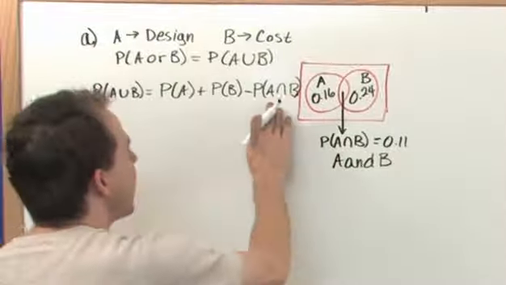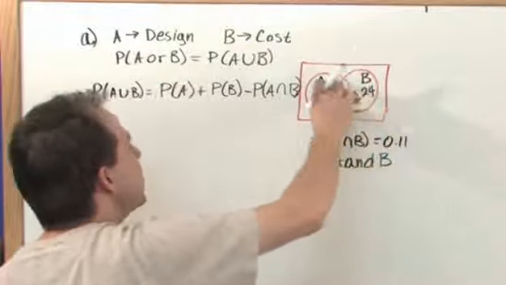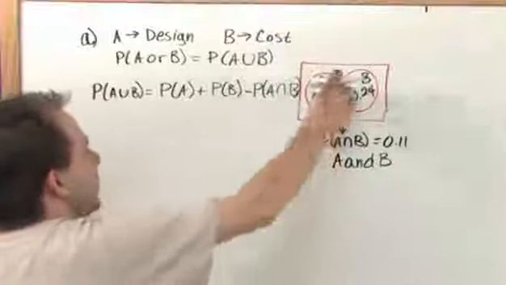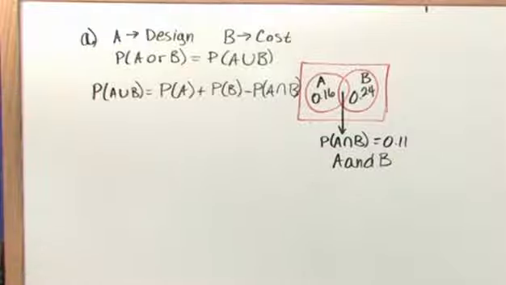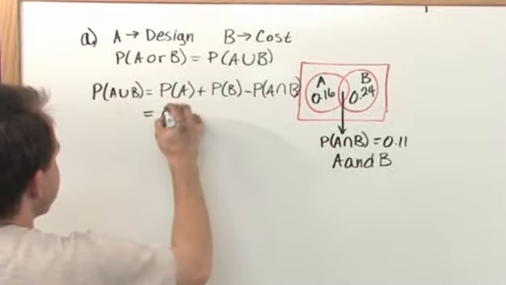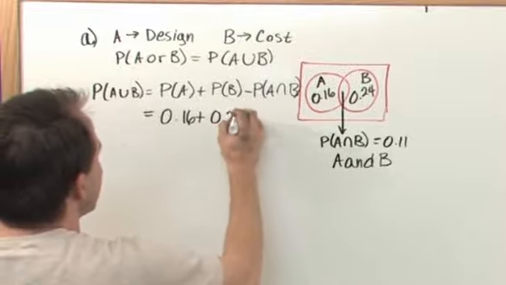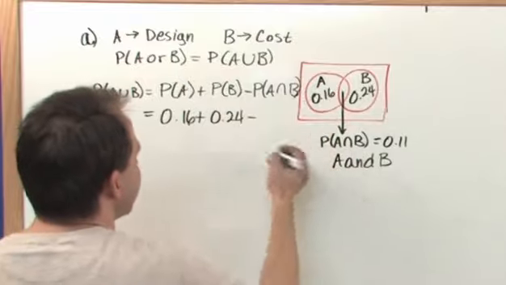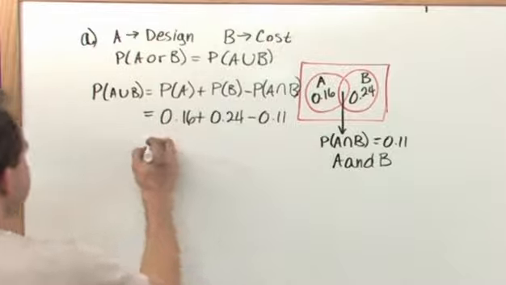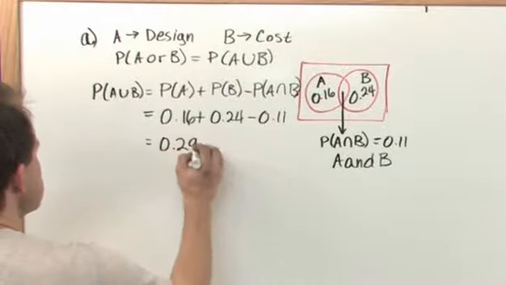You're subtracting this off because when you calculate A plus B, you're double counting the center area, and you only want the area of the whole thing, so you have to subtract off one of those intersections in order to get basically the right answer, okay? Now, this is really easy because we know what the probability of A is, 0.16. We know what the probability of B is, 0.24. We know what the probability of the intersection is, 0.11. So you just basically put these things in your calculator and you'll get 0.29.